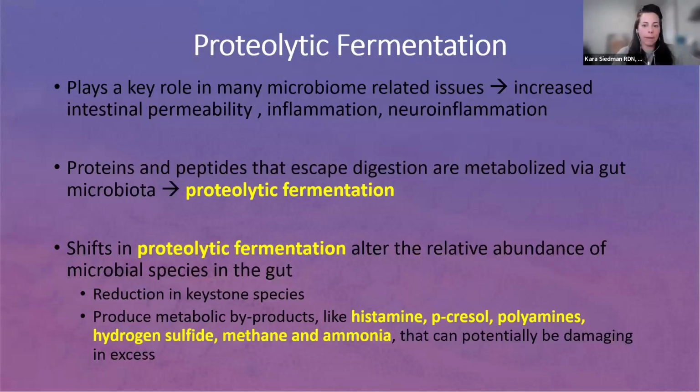So proteolytic fermentation, this plays a key role in a lot of microbiome related issues, but we know our gut microbiota can also metabolize amino acids into very specific microbial metabolites. And yes, these have some benefits in small amounts, but many of them in larger quantities actually play a key role in things like intestinal permeability, inflammation, and neuroinflammation, even in, again, your gut barrier, your immune system. So we go over this a lot, obviously, in our foundations webinar, but proteins and peptides that are essentially escaping digestion.